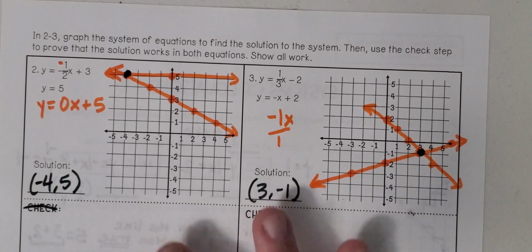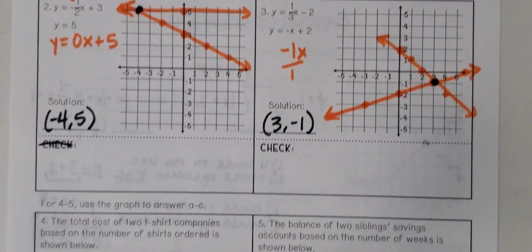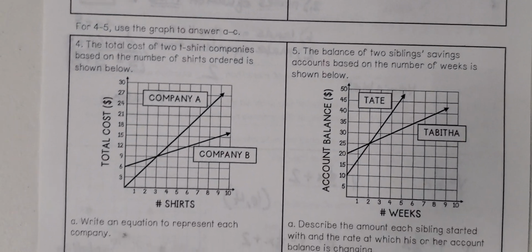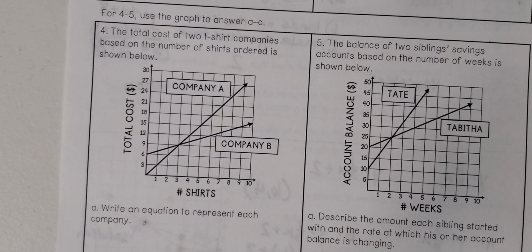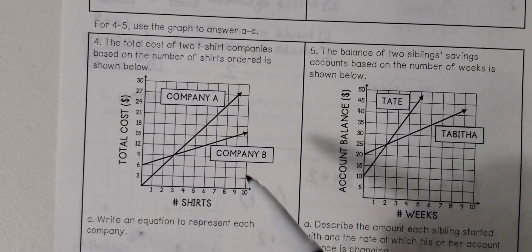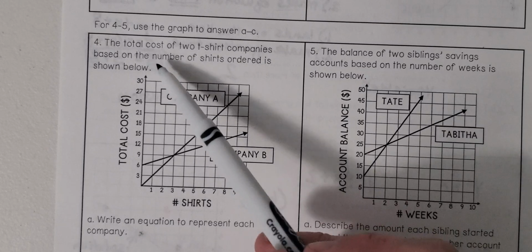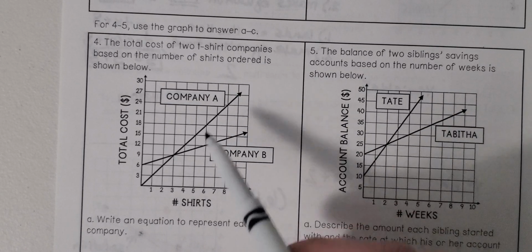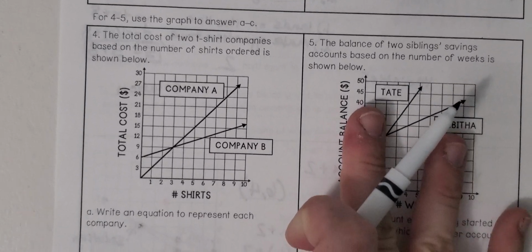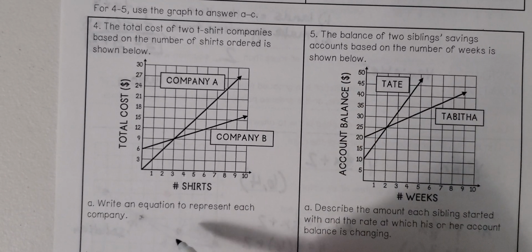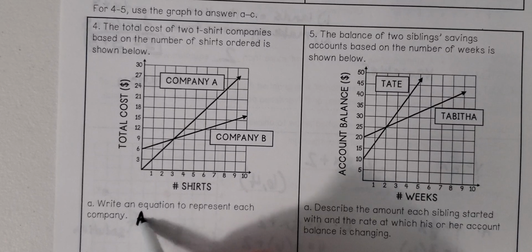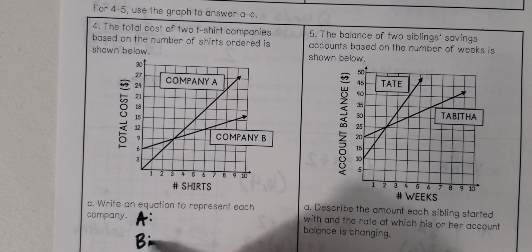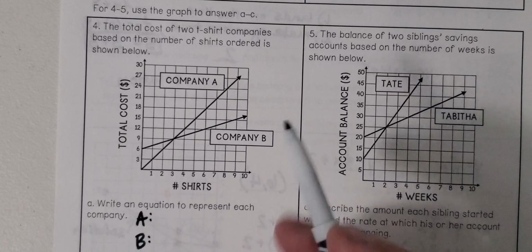So graphing basic lines like this is one thing, but a whole other ballgame is putting context to the actual graph itself. So on number 4, it says the total cost of 2 t-shirt companies based on the number of shirts ordered is shown below. We have company A, we have company B. We have to write an equation to represent each company. So I need an equation for company A, and I need an equation for company B.